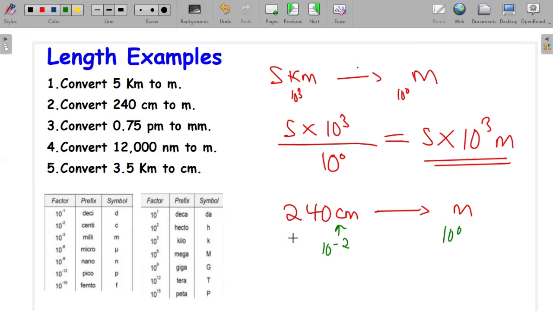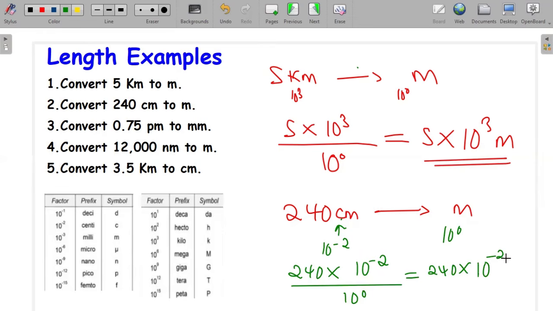So to convert this 240 centimeters to meters, I'm just going to say 240 multiplied by the value of the centi, which is 10 to the power minus 2, divided by 10 to the power 0. Since this 10 to the power 0 is the same as 1, this will just be 240 multiplied by 10 to the power minus 2.